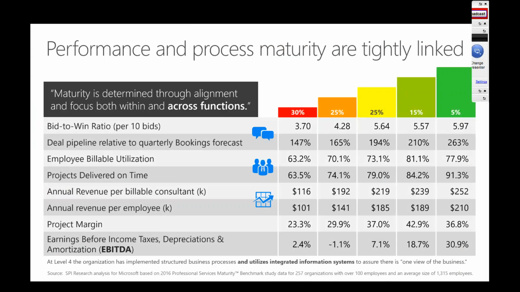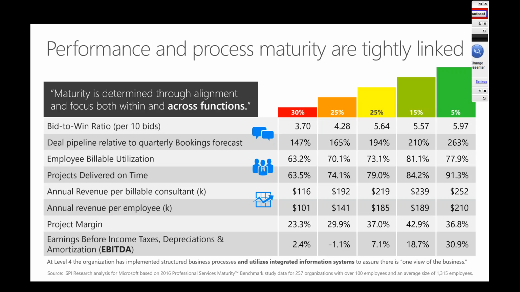So if you dig down into the different areas where performance could be measured, or where performance is improved over those different levels of maturity, look at the bid to win ratio that we talked about earlier on. Level 1 is looking at 3.7 wins per 10 bids, as opposed to up to 5.97 at level 5 maturity. Deal pipeline relative to quarterly booking forecast, meaning your deal pipeline is bigger in relation to your quarterly bookings forecast, can get up to 263%, or almost a 3-to-1 pipeline greater than your bookings forecast.